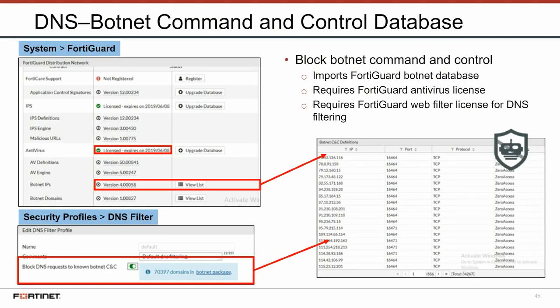When you enable block DNS requests to known botnet CNC from your DNS filter profile, DNS lookups are checked against the botnet command and control database. This database is dynamically updated from FortiGuard and stored on FortiGate. All matching DNS lookups are blocked. Matching uses a reverse prefix match, so all subdomains are also blocked. This service requires an active antivirus and web filtering license.